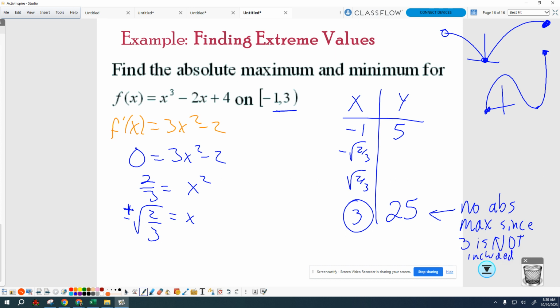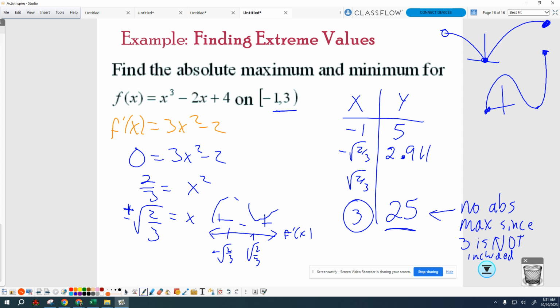So roughly, in the first one, roughly 2.911. Or wait, that actually might be the second. Well, I can figure it out this way, just plugging in 0, negative, plugging in. So, looking at the y values that you get in there, one of them is a local, and there is no absolute max because we don't have that value included.